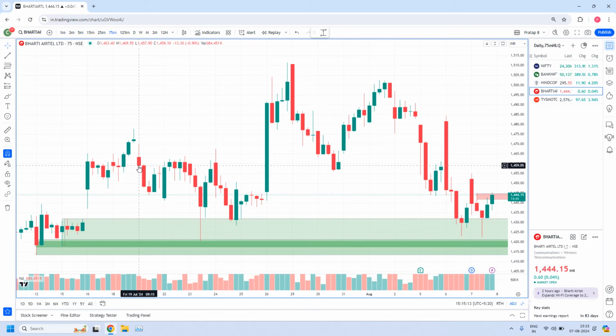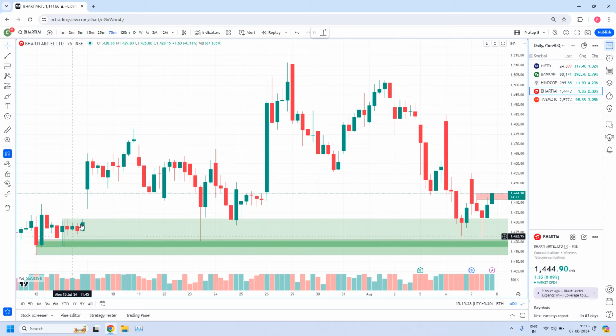And Bharti Airtel has this zone built exactly based on that strategy. This is a 75 minute high liquidity zone. We have a drop candle, 5 base candles, 1, 2, 3, 4, 5 base candles, and again a rally candle, with a gap. So this is the 75 minute zone.